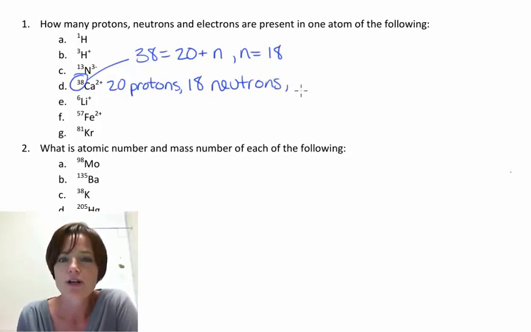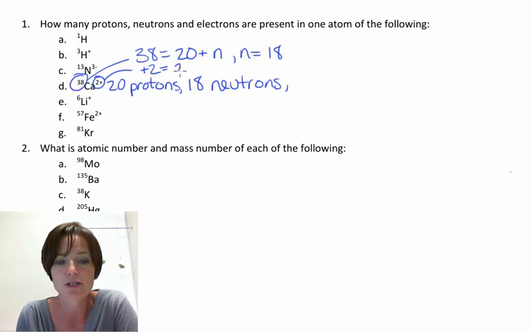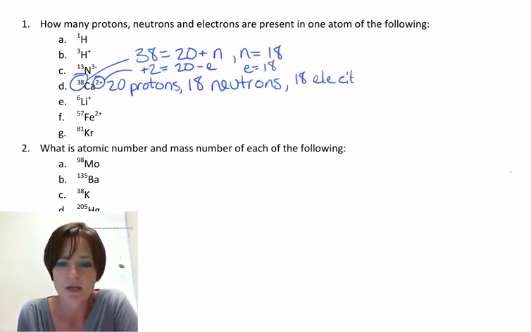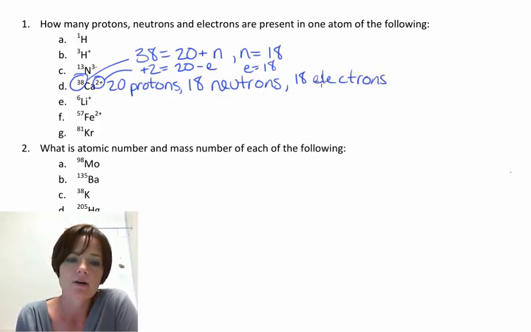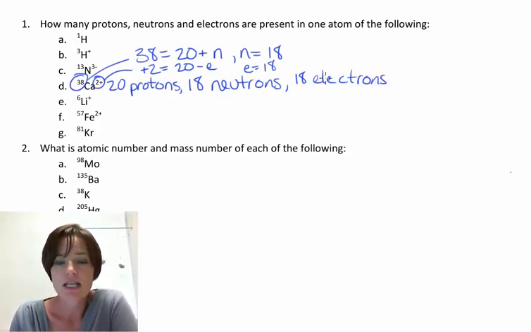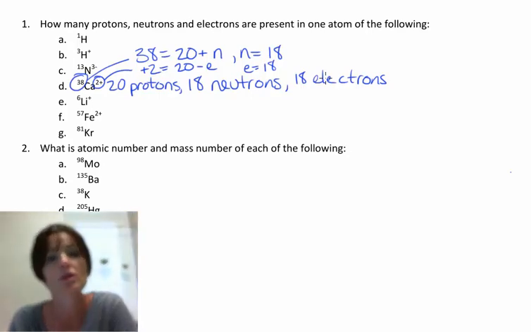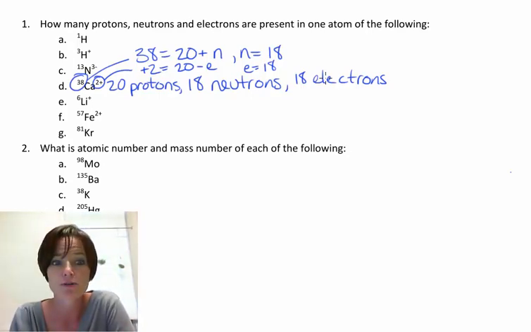And then if we solve for a number of electrons, we're going to be looking at the charge right here. So based on the charge, we know that the total charge, 2, is equal to the number of protons, 20, minus the electrons. And if we solve for E, that's going to equal 18. So we have 18 electrons. Now, as you're figuring out the number of electrons, keep in mind that if you have an overall positive charge, there should be more protons than electrons. If you have an overall negative charge, there should be more electrons than we have of the protons.